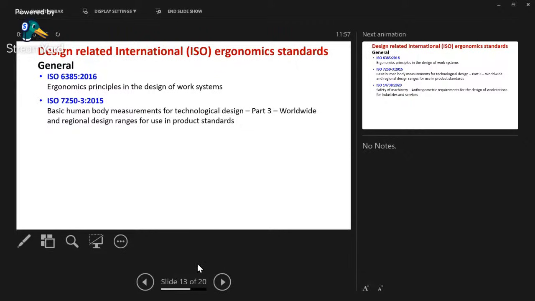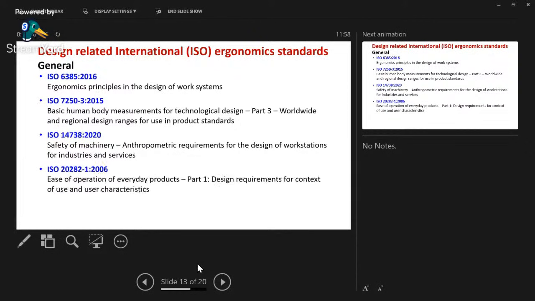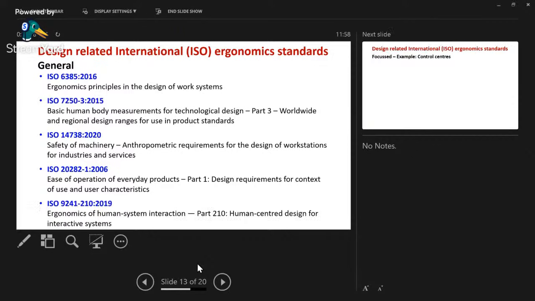into the different product design systems, the worldwide and regional design ranges used in product standards, the technological design application of the data. Then we have 14738, that's safety of machinery, 2282, that's design requirements for ease of use and user characteristics, and 9241-2010. 9241 is an ocean.